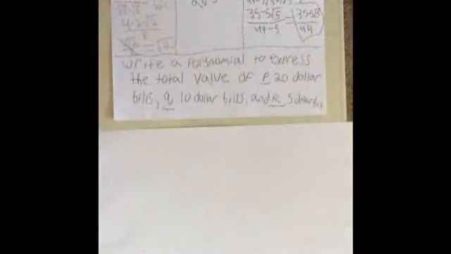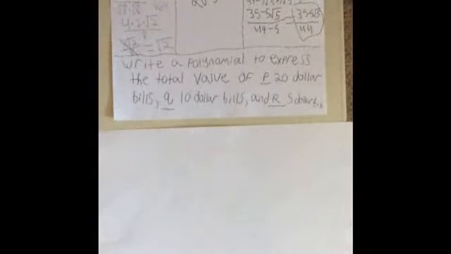Now we have a real life situation in a word problem. It says, write a polynomial to express the total value of P $20 bills, Q $10 bills, and R $5 bills. Don't let this big problem scare you. It's super easy. All it tells us to do is write the polynomial. There's no math involved, no work.